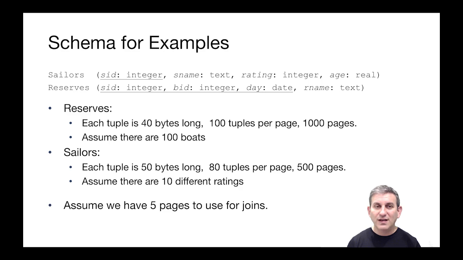In the reserves table, each tuple is 40 bytes long. There's 100 tuples per page, and there's 1,000 pages. You can assume that there are 100 boats in the reserves table. And we're also going to assume that every boat is equally popular. And that'll be an important assumption as we go through.